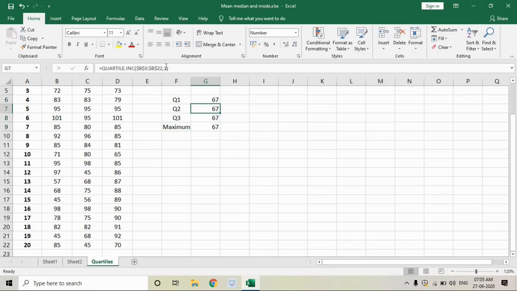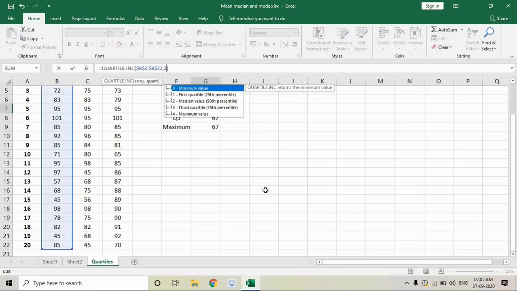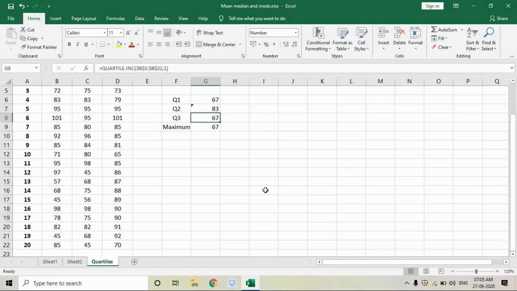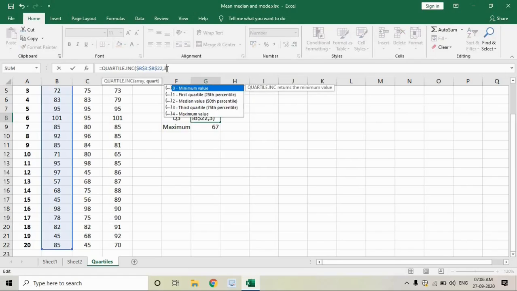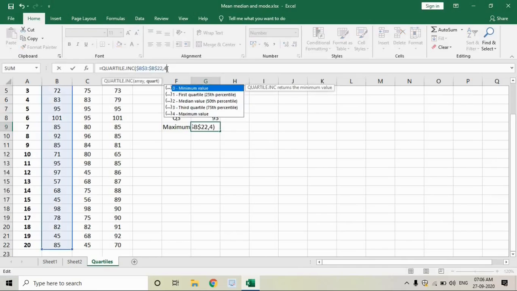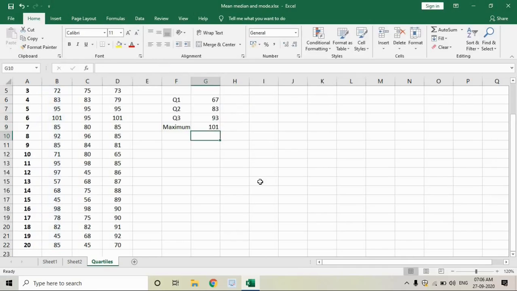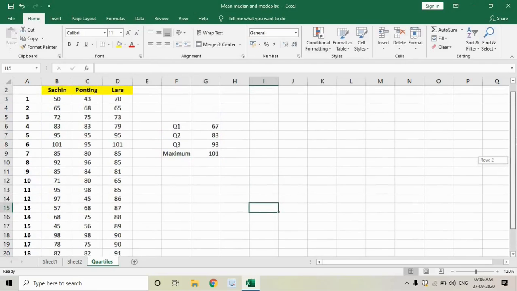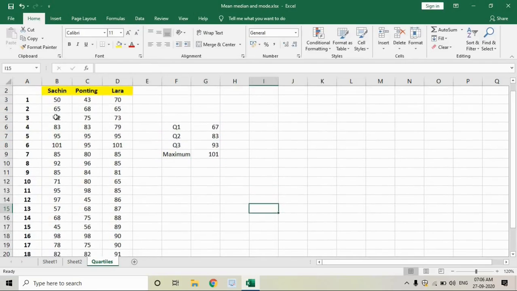and I need to change these values like 2 for Q2 or median, 3 for third quartile or Q3. Let me press 4 for the maximum value. Okay. Now you can see that the maximum value of that series is 101. And the value of Q1 is 67, Q2 is 83, and Q3 is 93.